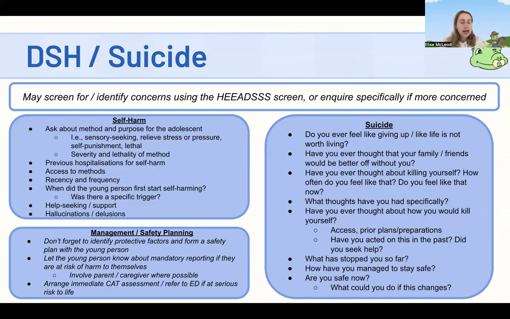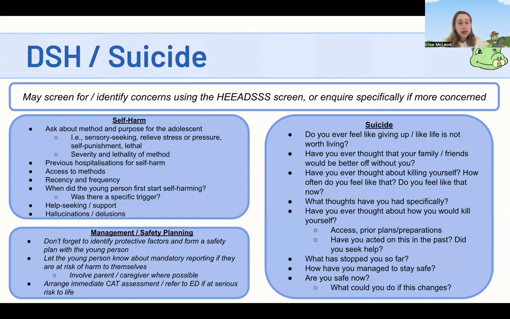So with self-harm, I guess it's really key just to ask about what the adolescent does to self-harm and what they're seeking from it as well. And looking at previous hospitalizations, this just helps you assess their risk of relapse or severity. How concerned are you? What access to methods of self-harm do they have? And lethality of this is really, really critical.